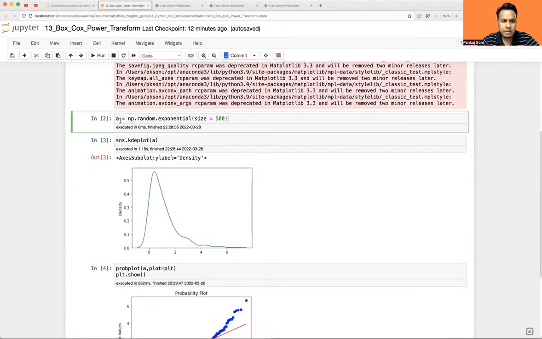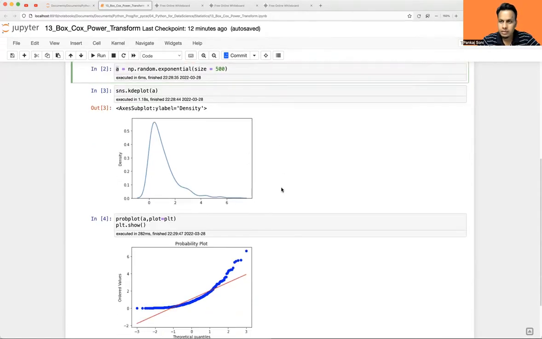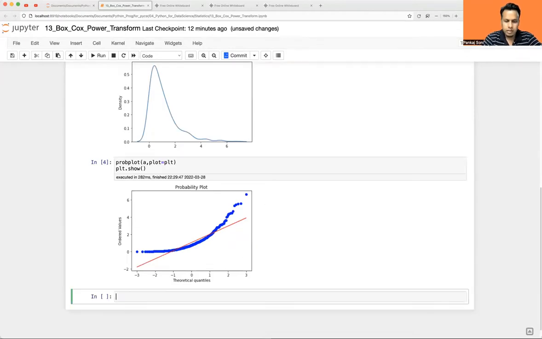Now I'm going to take the same data and apply the Box-Cox transform, and let's see what it does. Apply Box-Cox to transform non-Gaussian data to a Gaussian normal distribution. Okay, let's see how it can be done.